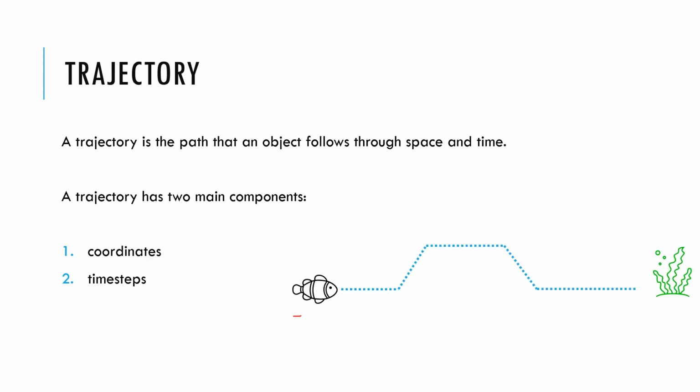In this example, there's a fish that would like to reach a source of food. In this case, the fish will move through space and time until it reaches the food source. In this case, the blue line is the trajectory that the fish followed.